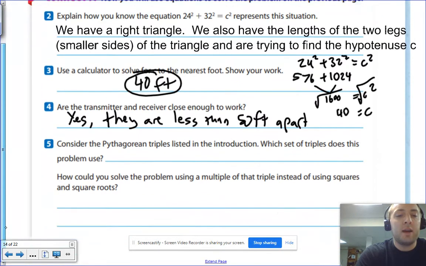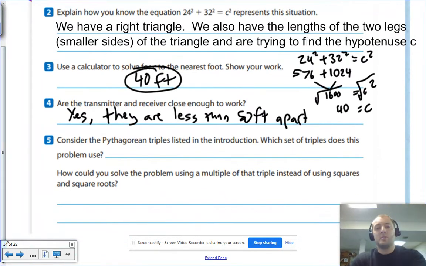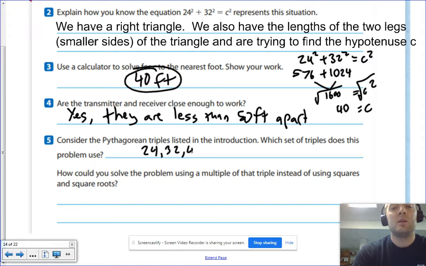All right, number 5. Consider the Pythagorean triples listed in the introduction. So in our last video, we talked a little bit about Pythagorean triples. What set of triples does this problem use? So it would be 24, 32, and 40. Together, they're all whole numbers, and they all work in the Pythagorean theorem together, which means they're a Pythagorean triple.